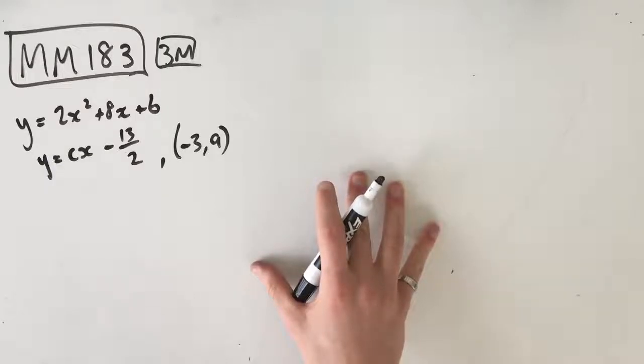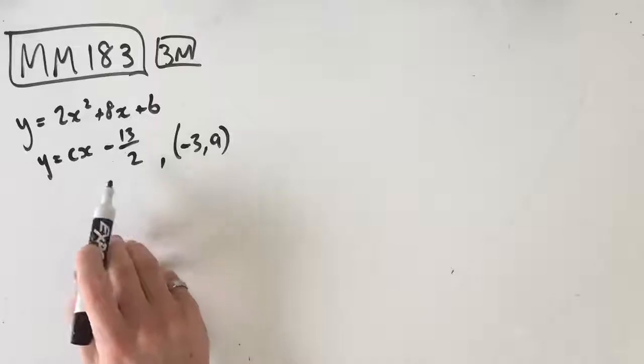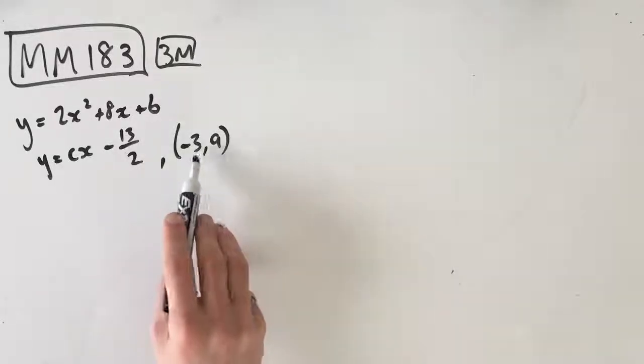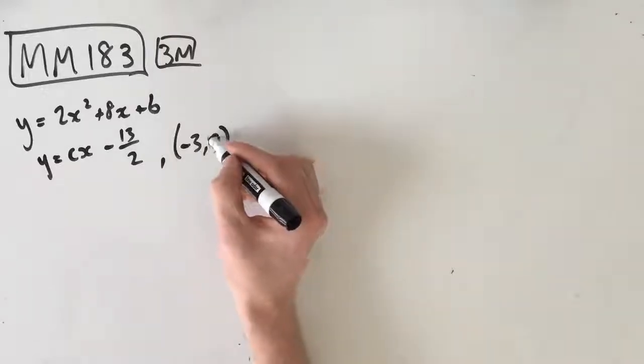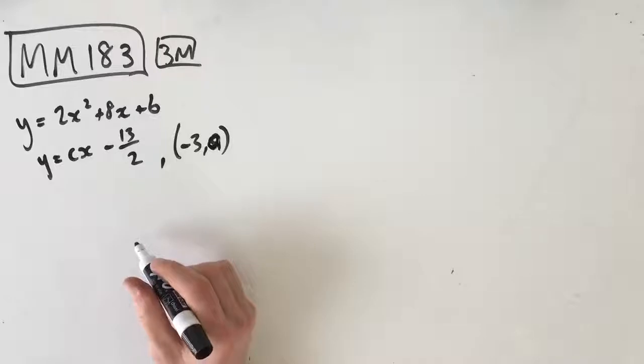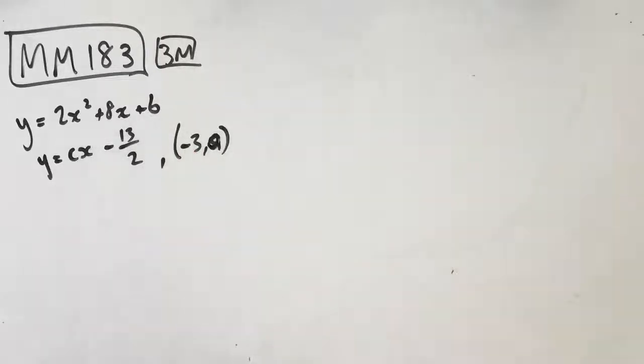So we've got this question: the curve of y equals 2x squared plus 8x plus b has a tangent with equation y equals cx take 13 on 2 at the point (-3, a). So that's an a, not a 9, just in case you can't see that. Where a, b, and c are real constants. Find the values of a, b, and c. Cool. So we need to find a, b, and c.